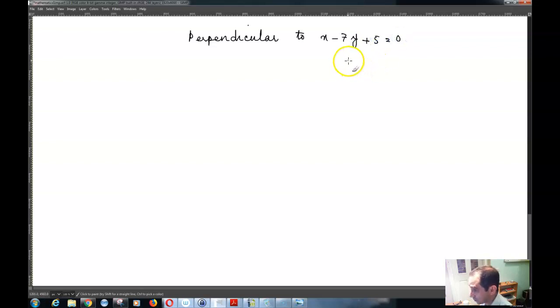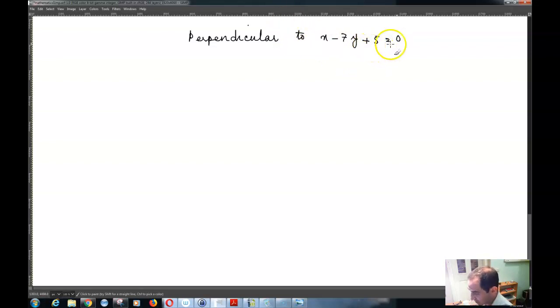Alright, so the next question that we have here is question number 8. It says find the equation of the line perpendicular to this line and having x-intercept 3. So if your line is perpendicular to basically x minus 7y plus 5 is equal to 0.